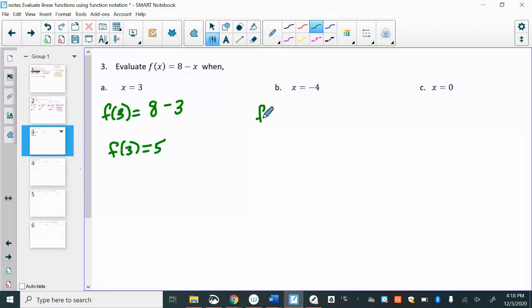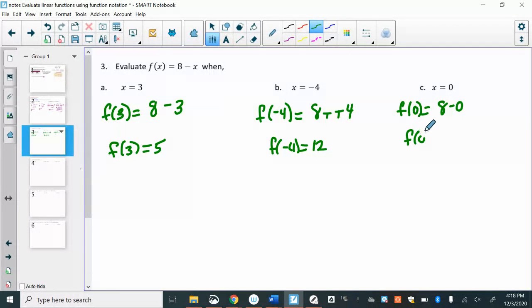I'm going to do the same function, but now I'm going to evaluate function f when x is equal to negative 4. 8 minus negative 4, these two negatives will become a plus. So we find f of negative 4 to be 12. And the last one we're going to evaluate is f at 0. So what's function f when x is equal to 0? We put 0 inside there, and we find f of 0 to be 8.